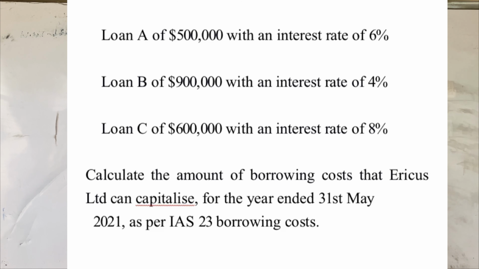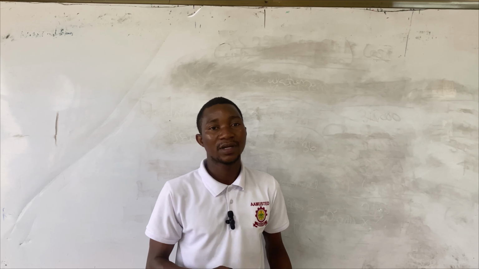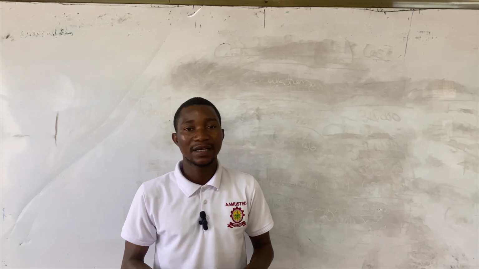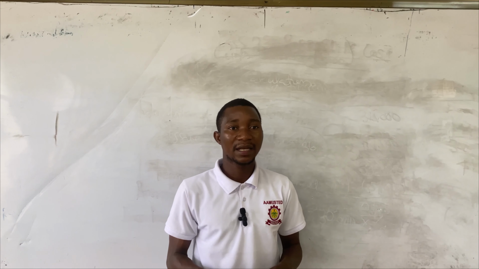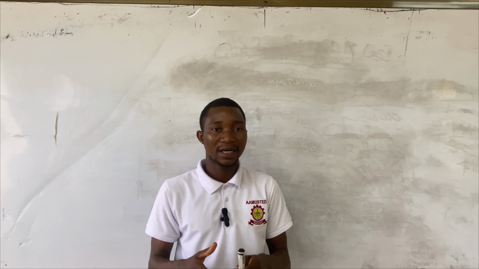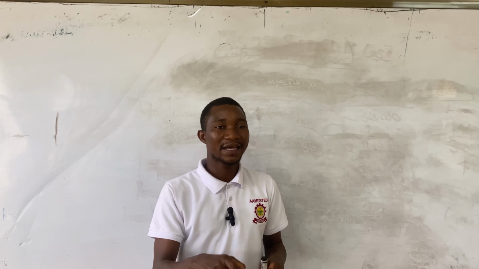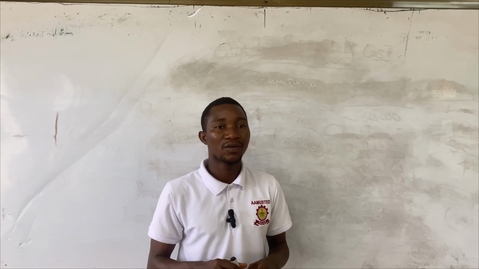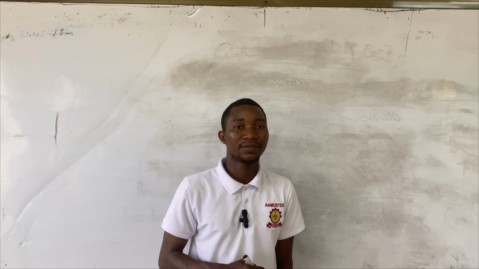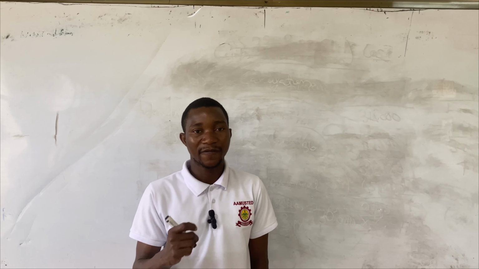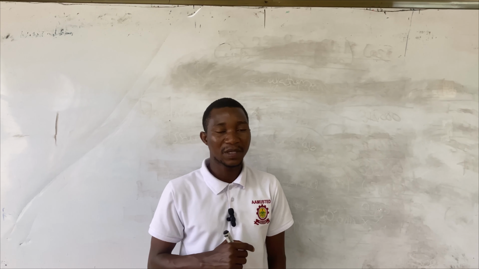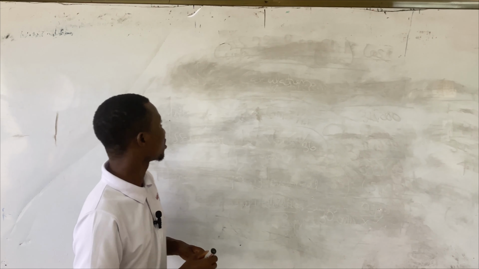IAS 23 Borrowing Costs. As I said earlier, this question is on general borrowing, where the funds are raised from their internal debt, and the source of the money is from different sources. So we need to calculate the capitalization rate in order to determine the borrowing cost, using the weighted average method. The first thing to take note of here is the loan amount or the fund borrowed, that is $640,000, where different rates are given from different sources. So let's begin with the solution.